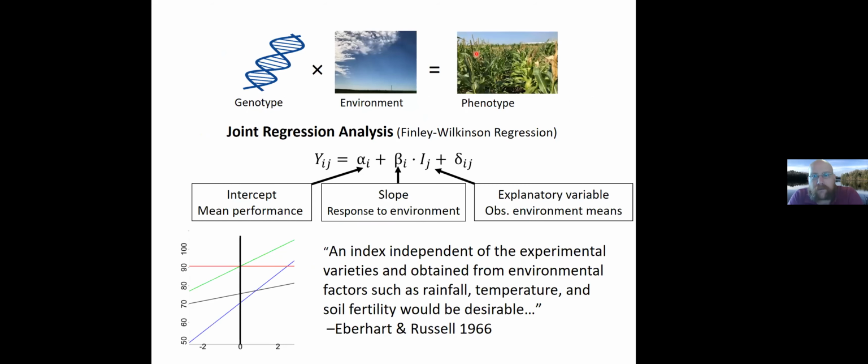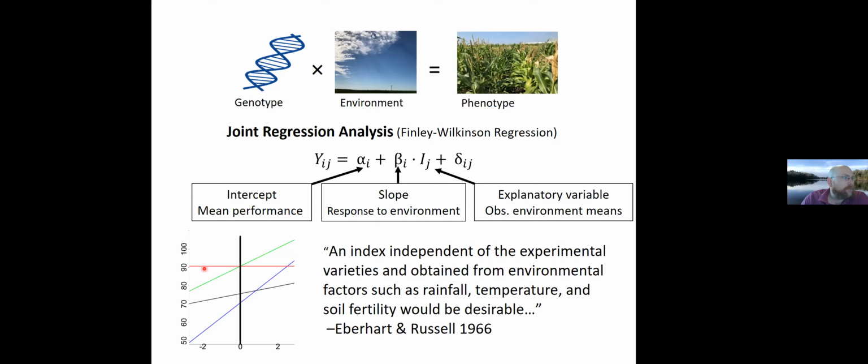As you all know, the phenotypes that we observe in the field are a product of genetics, the environment, and their interaction, G by E. Plant breeders have traditionally used joint regression analysis, often called Finlay-Wilkinson regression, to visualize and understand G by E. This is a simple linear equation where the phenotype of the ith genotype in the jth environment is equal to some intercept, which is just the mean performance of that genotype, plus the slope for that genotype, which is the response to environment, multiplied by the observed environmental means, plus a residual. In the bottom left, I have a toy example.